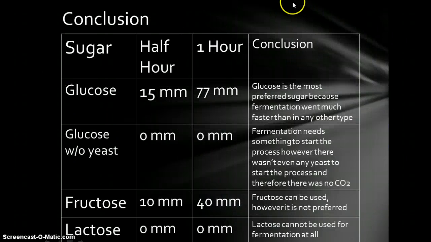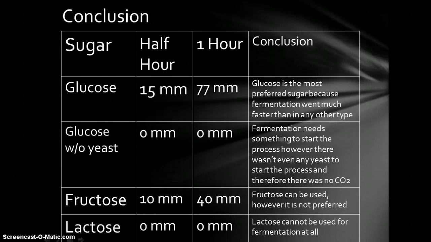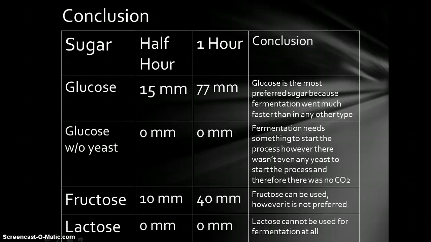And so we concluded that glucose is the most preferred sugar, and it's demonstrated here because there was so much more carbon dioxide at the end than in any of the others. For the glucose without yeast, well, fermentation needs something to start that process, and without the yeast, there was no way for it to possibly have started, and therefore, of course, no carbon dioxide would have been made.